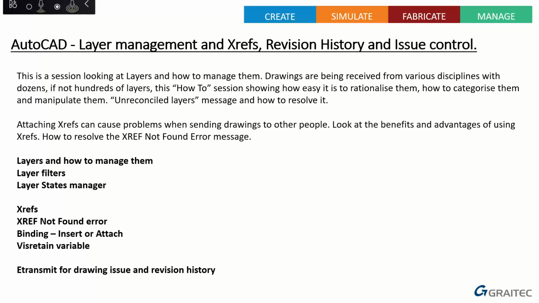And external references, how they work, what they're all about, and how to manipulate and manage those as well. And then look at the benefits of using those. And often if you get drawing files in, I'm sure you've had the message, Xref not found. How do you resolve that? How do you work with that? So layers, layer filters, the layer states manager, and then Xrefs and the e-transmit.